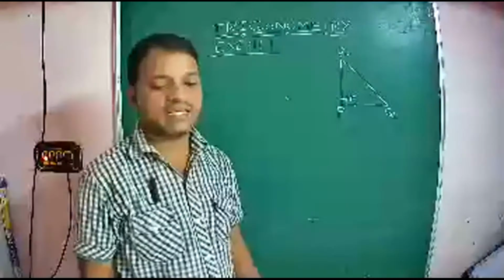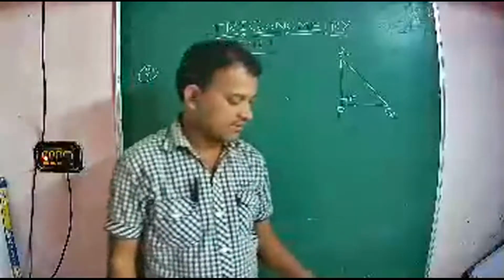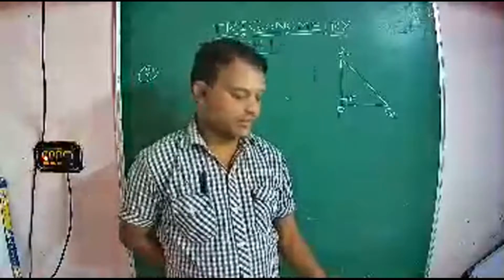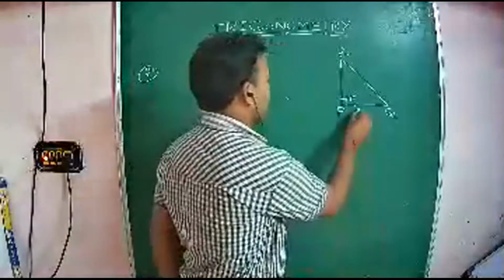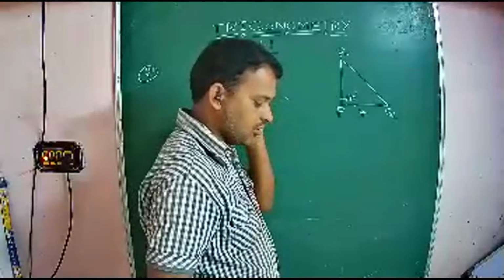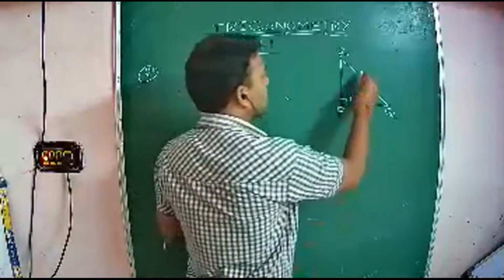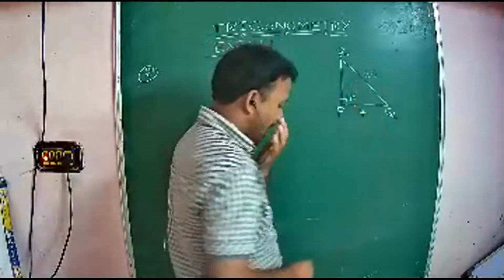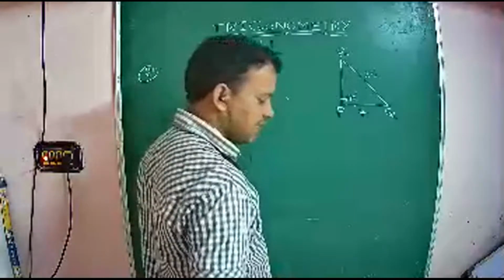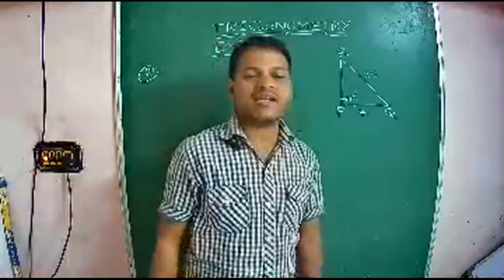Once I read the question, see everybody: the sides of a right angle triangle PQR, PQ is equal to 7 centimeters, and QR is equal to 25 centimeters. You need to find out tan Q minus tan R.